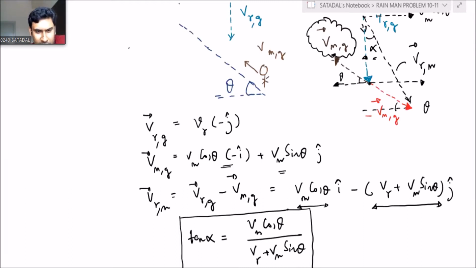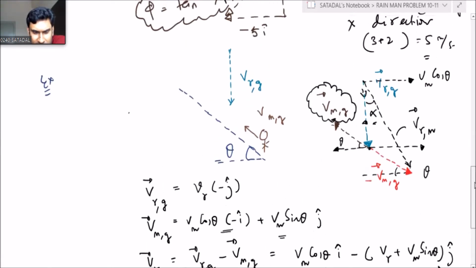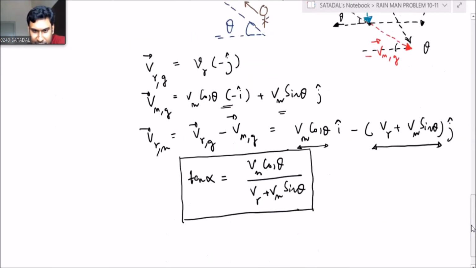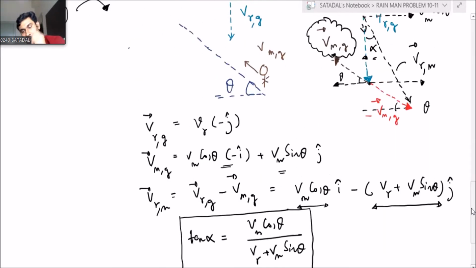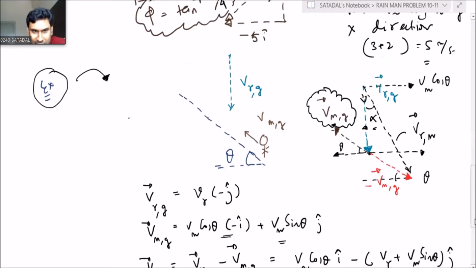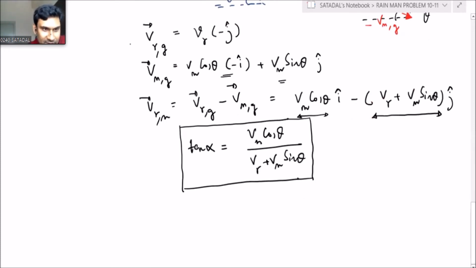Sir, there was an internet issue. Can you explain once more, sir? Which one? This method 2. Method 2, I just took the relative velocity. This is not method 2. This is a completely different example. What happens when a person is moving along the inclined plane? And is it still raining, sir? Yes, it's still raining, very heavily.